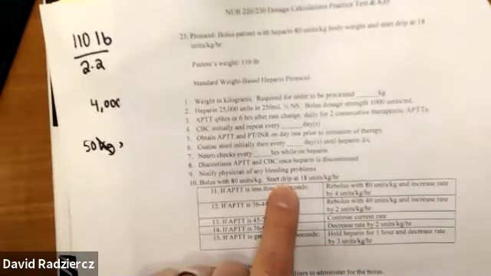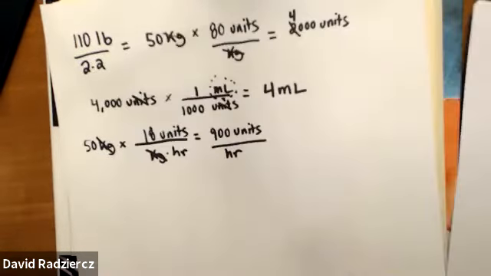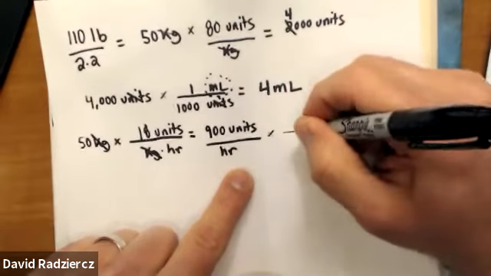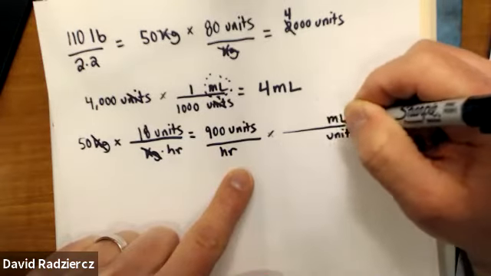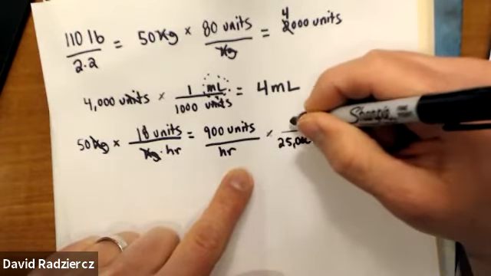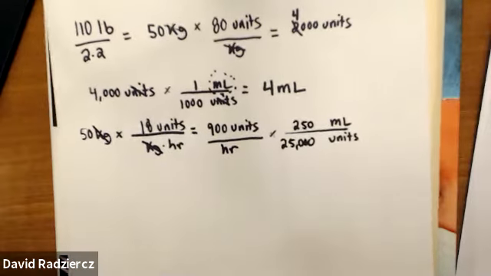All right. So we already did this step, starting the drip at 18 units per kilogram per hour. Now we need to convert units per hour to milliliters per hour. So I don't want units, I want milliliters. I have 25,000 units of heparin in a 250 milliliter IV bag.